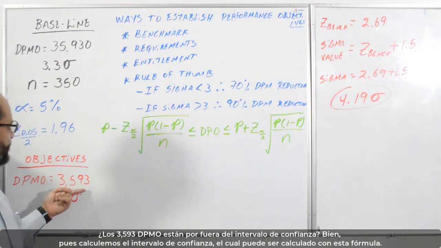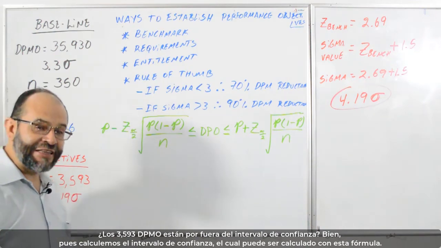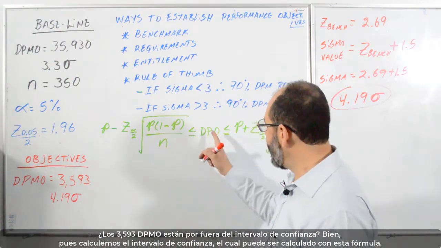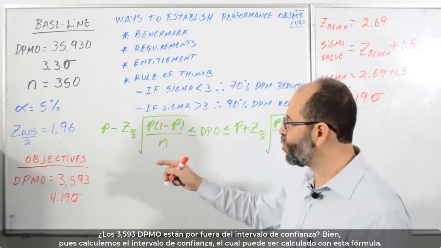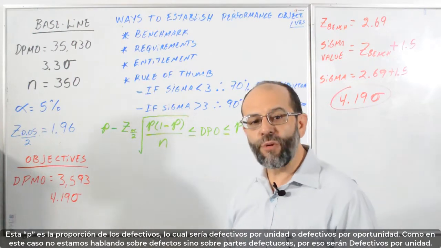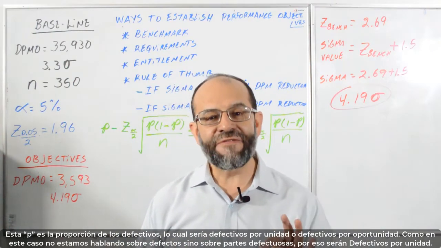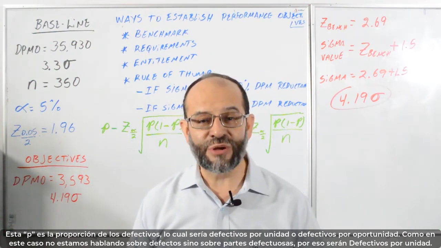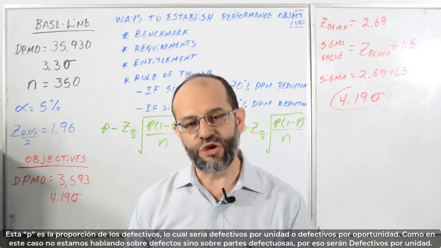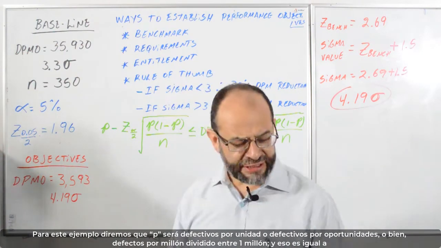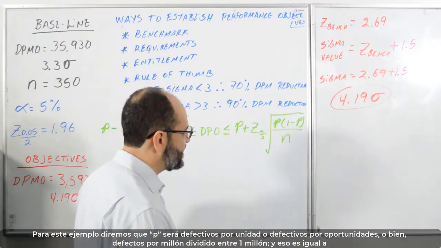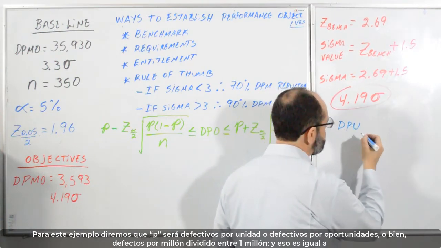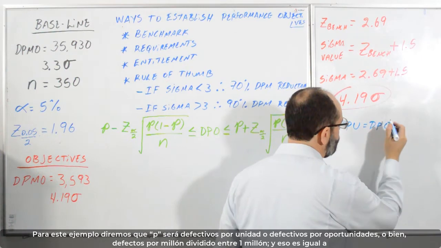This 3,593 is outside the confidence interval. Then let's calculate the confidence interval. The confidence interval can be calculated with this formula. And this P is the proportion of defects, which basically means defects per unit, or defects per opportunities, but in this case we are not talking about defects, we're talking about defective, so defective per units. So for this case, we can establish that P is going to be defects per units. It can be also defects per opportunities.